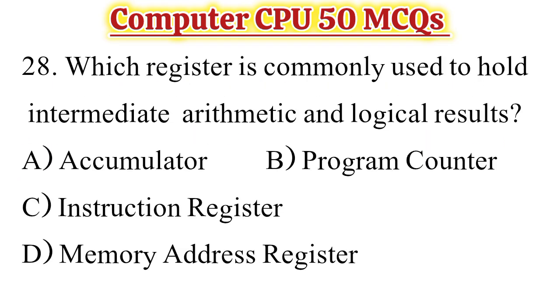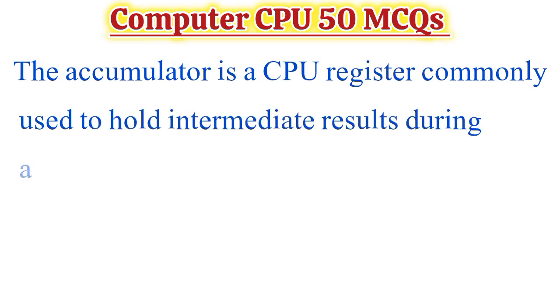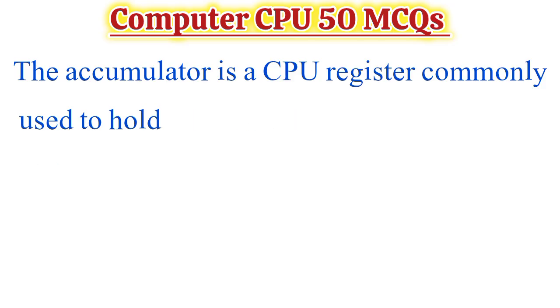28. Which register is commonly used to hold intermediate arithmetic and logical results? A. Accumulator. B. Program counter. C. Instruction register. D. Memory address register. Answer: accumulator. The accumulator is a CPU register commonly used to hold intermediate results during arithmetic and logical operations.